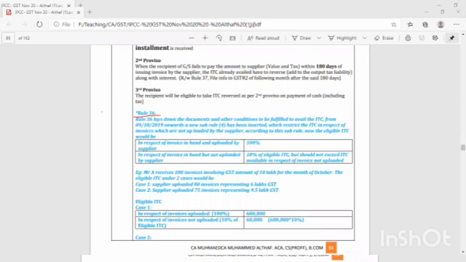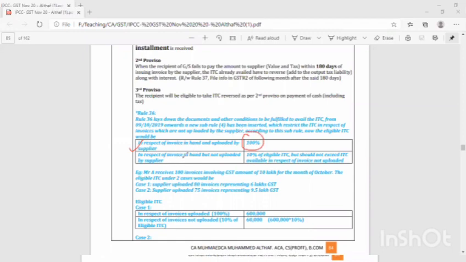So let's analyze with an example. Suppose the example is that, in respect of the invoice in hand and uploaded by the supplier, that means you have the invoice plus your supplier has uploaded the invoice. So that might have reflected in the GST 2A. So 100% will be eligible.